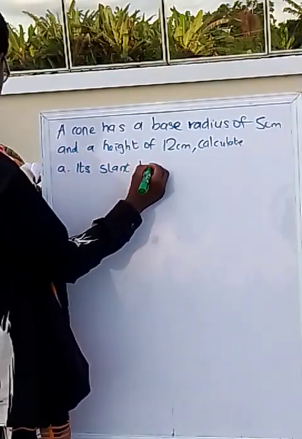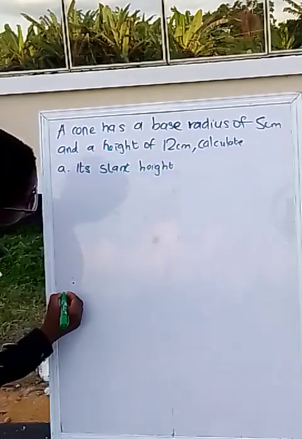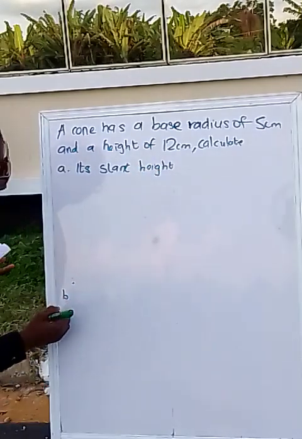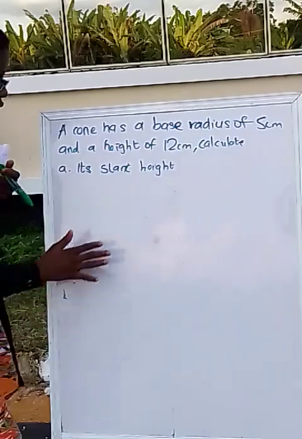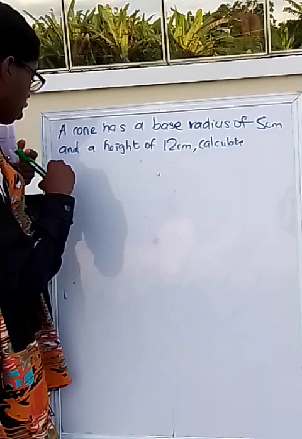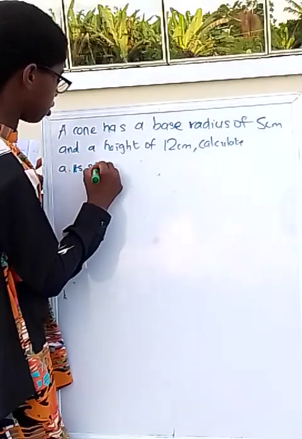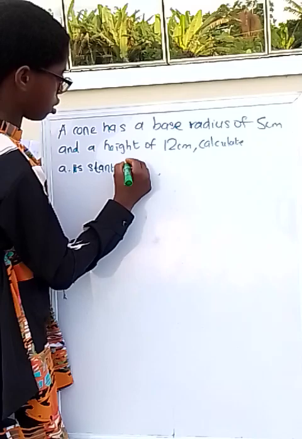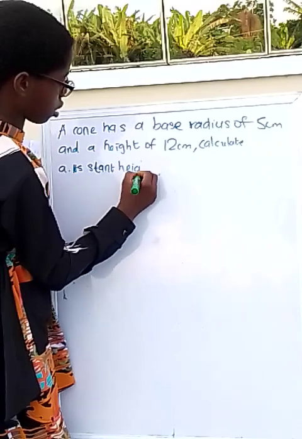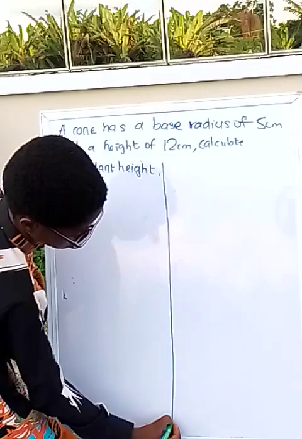B. Okay, let's do it like this. A. Its slant height. Then B. Its total surface area.